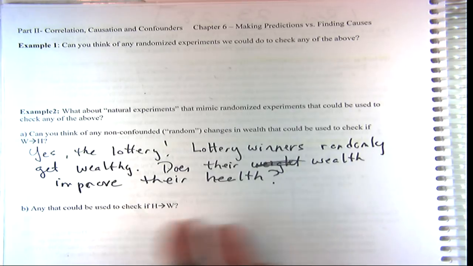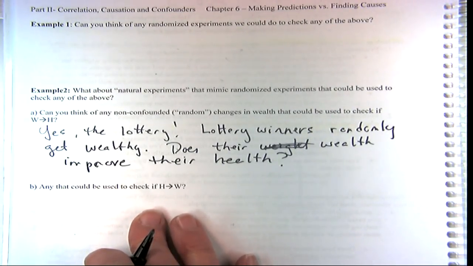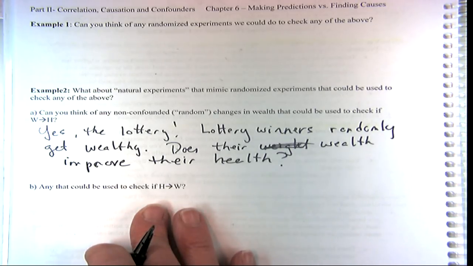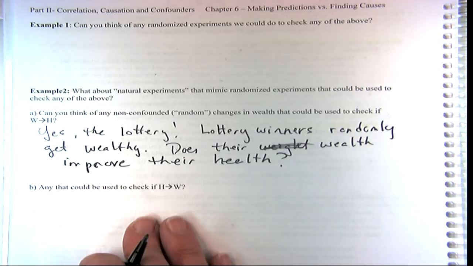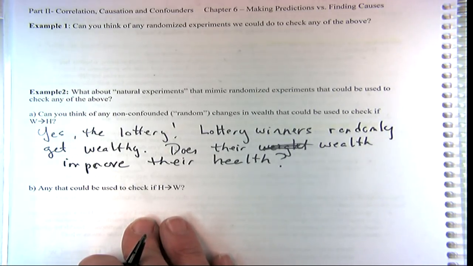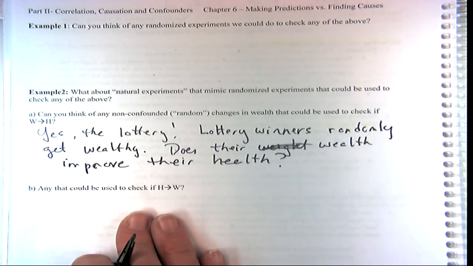How about in the other direction? When do people randomly, that's a harder thing to figure out. When random changes just happen to their health, it's very difficult to get at this one, I think.